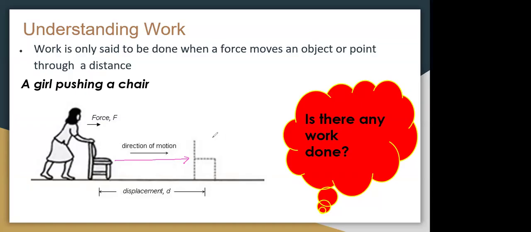So whenever you talk about work, look at whether there is a direction. The lady is applying force. You are noticing that the force and the direction where the chair is going are in the same direction. So here we shall say that yes, there is work being done. May I ask you to first summarize something from that page? Summarize in your own words.